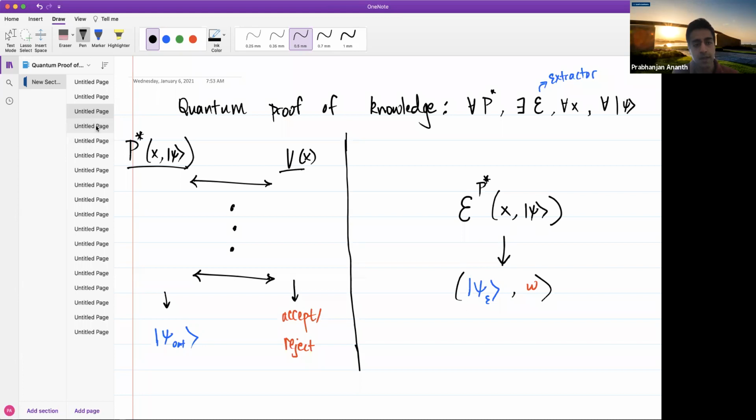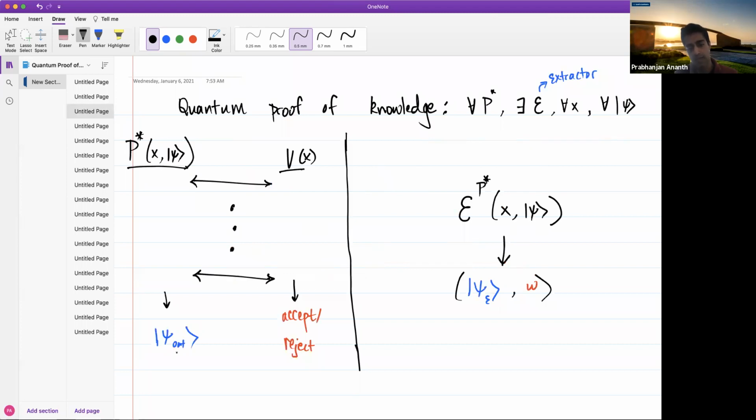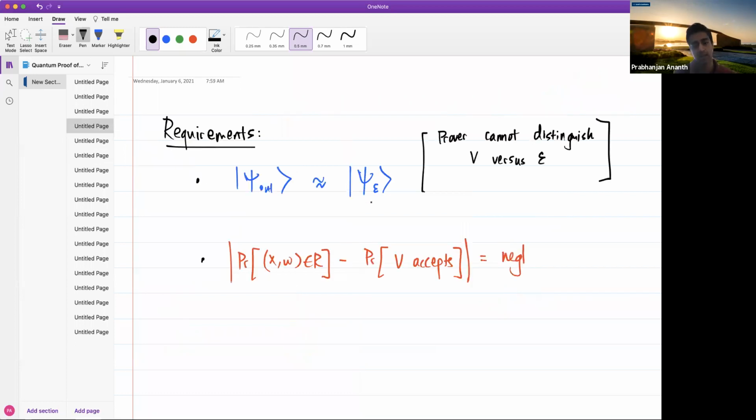Okay. And there are two requirements associated with this definition. The first requirement is that the state output by the prover, psi out, should be close in trace distance to the state output by the extractor. In other words, the prover should not be able to distinguish whether it was talking to the verifier or the extractor. I think this is referred to as the simulatability property.